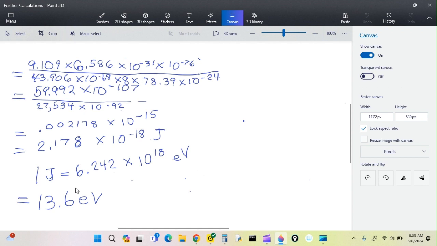1 joule equals 6.242 times 10 to the 18 electron volts, and there's the 13.6 electron volts. All I've done with all of this stuff is to prove the math so that you could go through it and prove it to yourself, just like I did to prove it to myself.